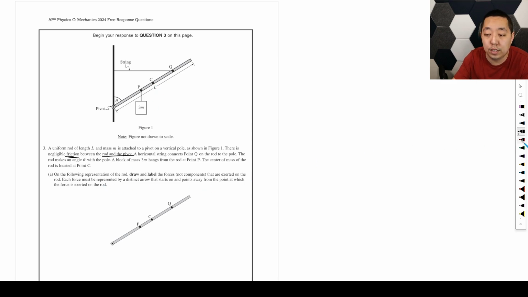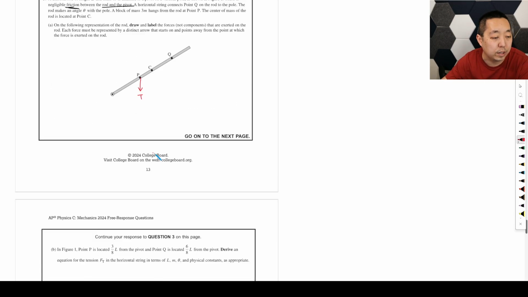Draw and label forces that are exerted on the rod. Each force must be represented by a distinct arrow. Okay, so you could either call this guy tension or 3mg. I don't know if it's rotating, so I'm just going to call this one tension for now. Normally, I would say just put 3mg here, but I don't know that it is. There's non-negligible friction. I don't know if we're going to be accelerating this thing down or not.